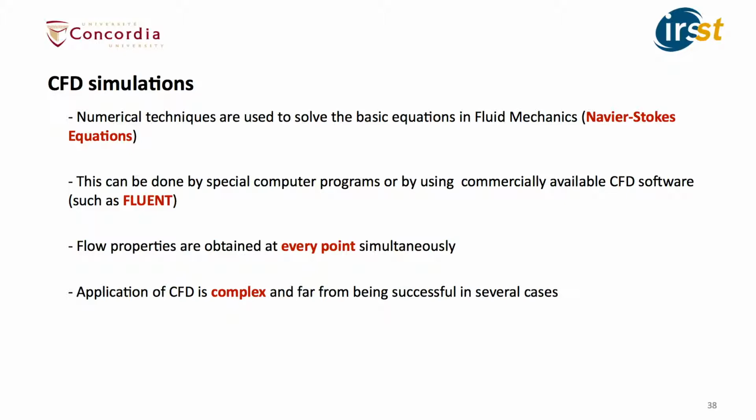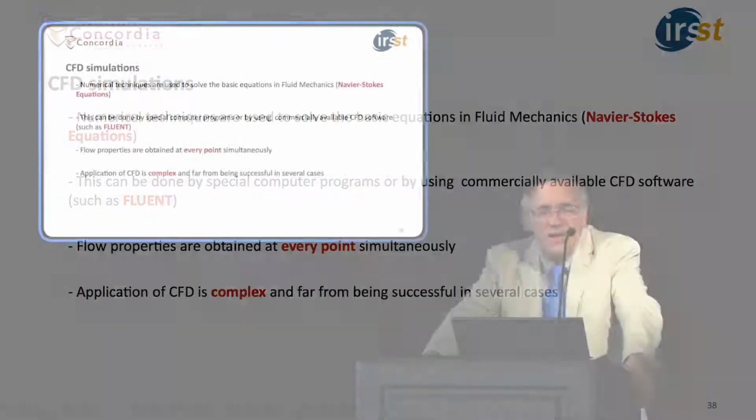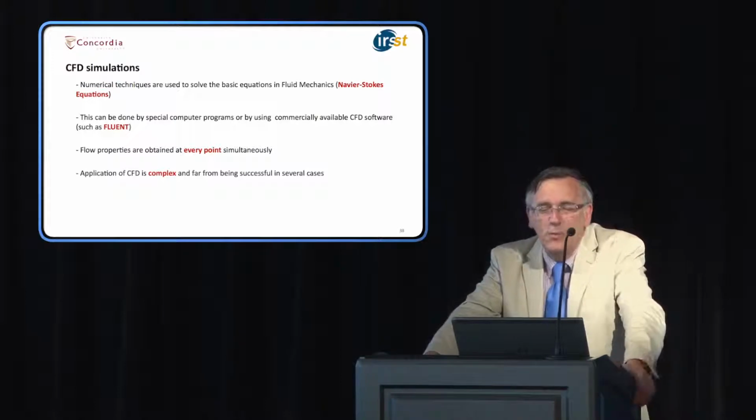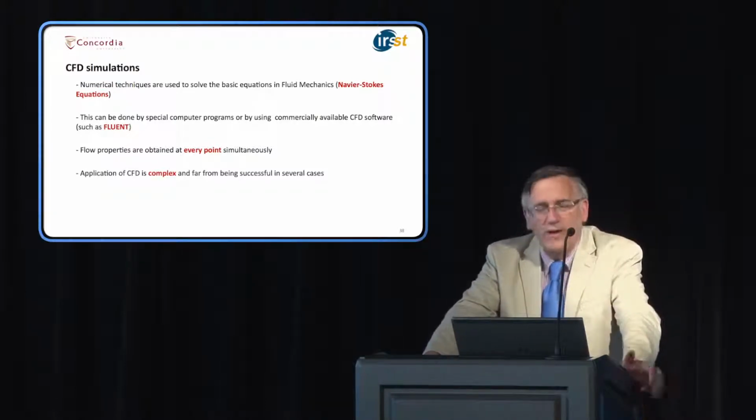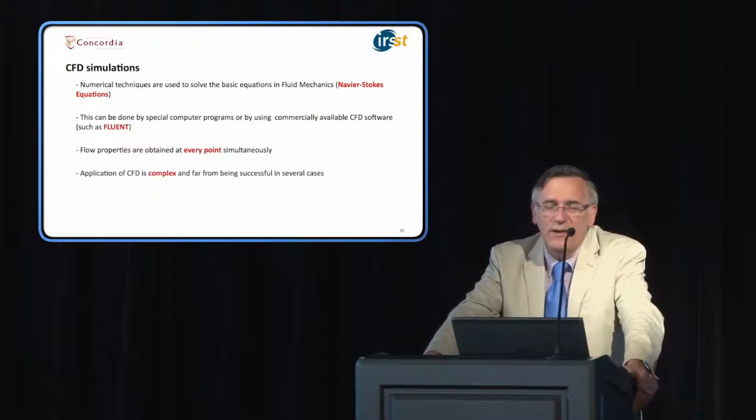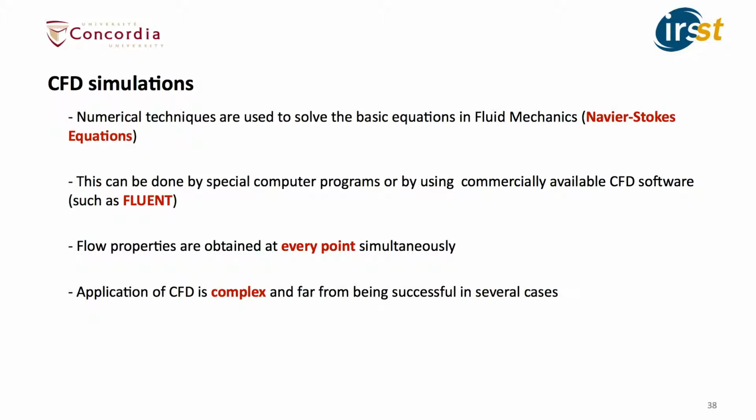So what we do here is we try to represent the details of the flow. It's easier said than done, okay? The Navier-Stokes equations are complicated equations to be simulated. We do use special computer programs. We try to develop our own. We had our problems. Then we use some commercial codes like Fluent. You have different problems there, and so on. So what we're trying to do, of course, and that's the advantage, is to obtain the flow properties, and then, of course, the dispersion, when you have the pollutants involved at every point simultaneously. The application is not simple.